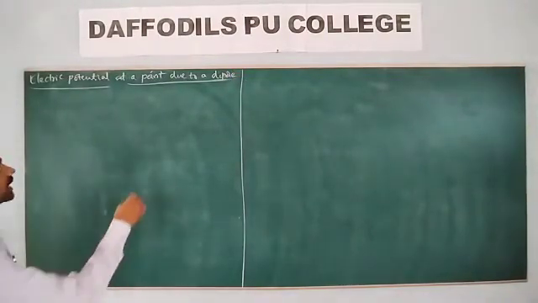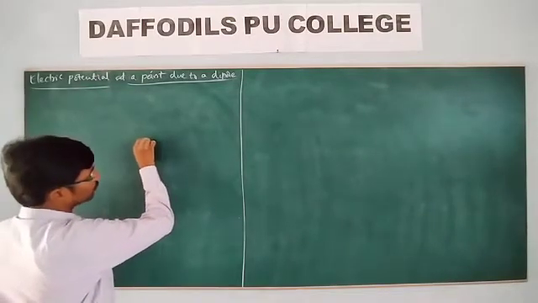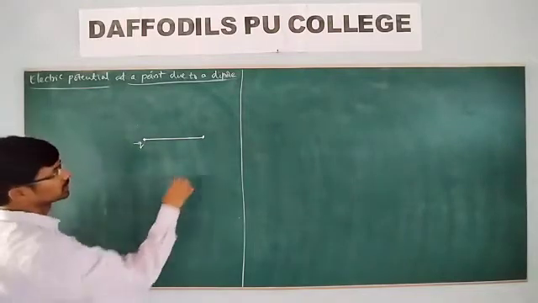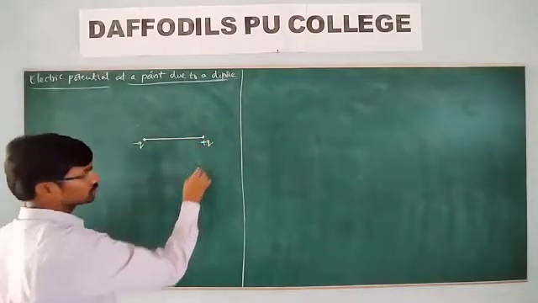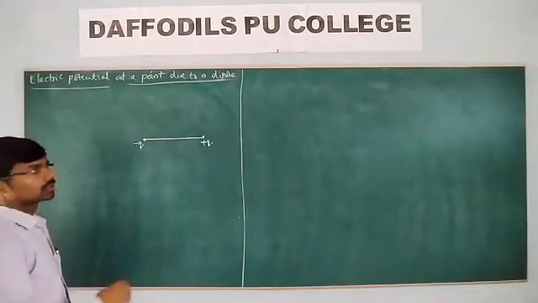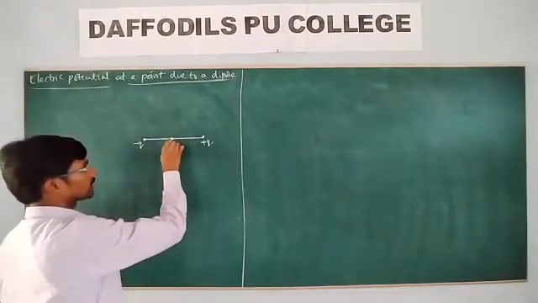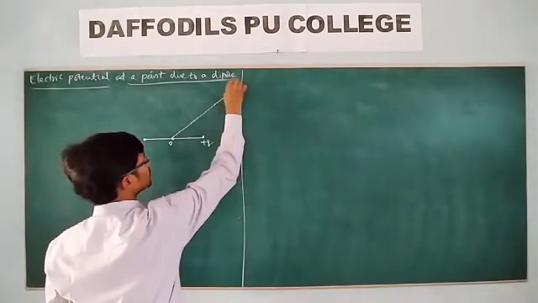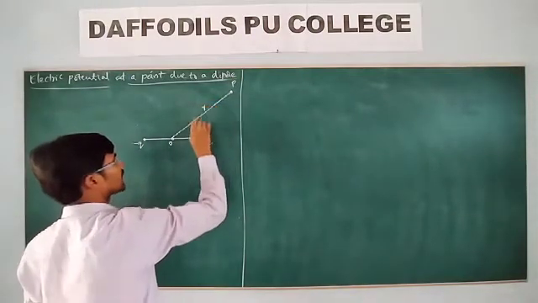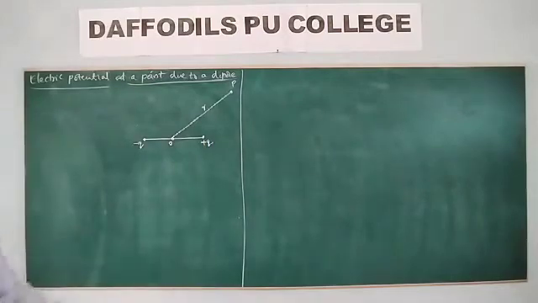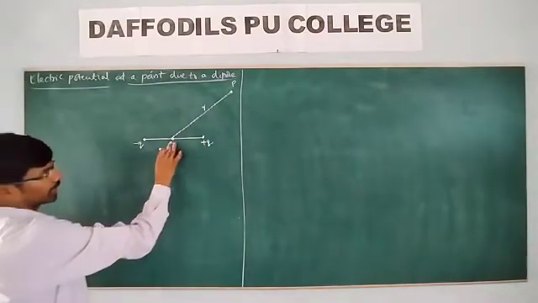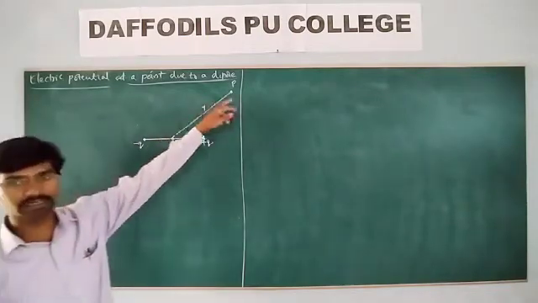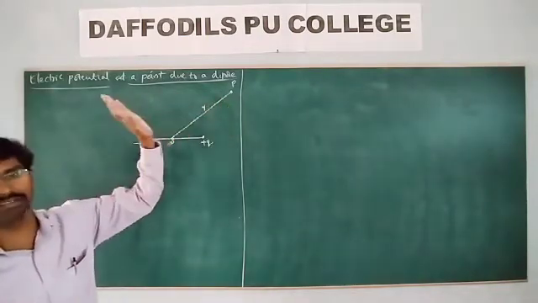Now let me consider an electric dipole with charges minus q and plus q, and from the center of the dipole, a point P which is at a distance r from the center of the dipole. I need to calculate the electric potential at point P.